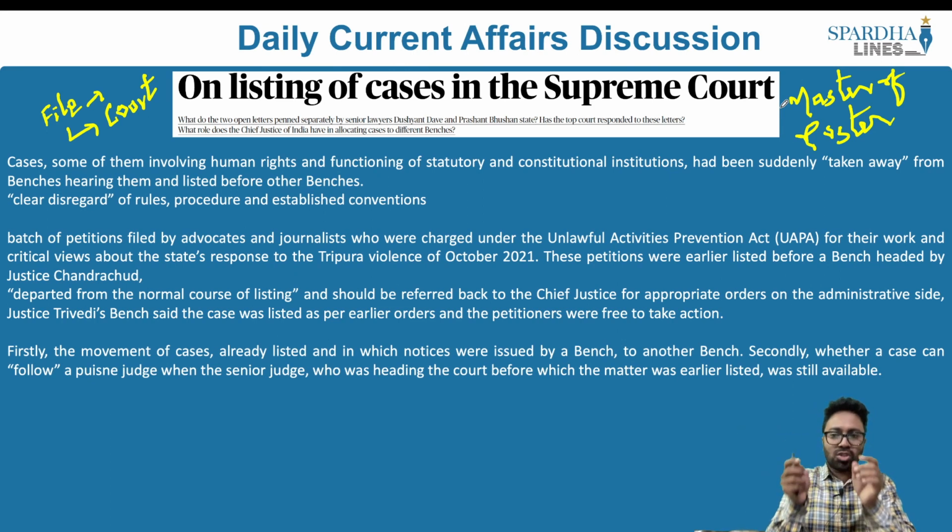Each of these cases, who will listen to what kind of cases, will ultimately be decided by the Master of the Roster, who happens to be the Chief Justice of India in the Supreme Court of India, and it happens to be the Chief Justice when it comes to the state level. So what is this article speaking about?